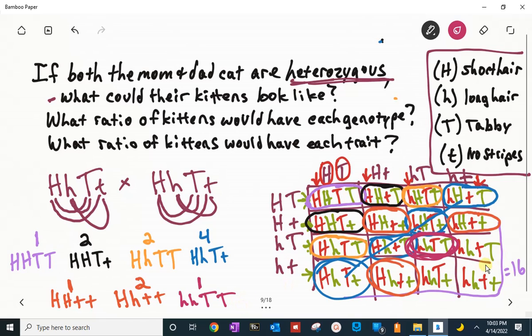Now we move on to the next one, and we have two lowercase h's and one lowercase t and one capital T. We can find that in two of the squares. There's one down there and one right here, so we're going to have 2. And then finally, we have all recessive, homozygous recessive: a lowercase h, a lowercase h, a lowercase t, and a lowercase t, and that's just one of them.